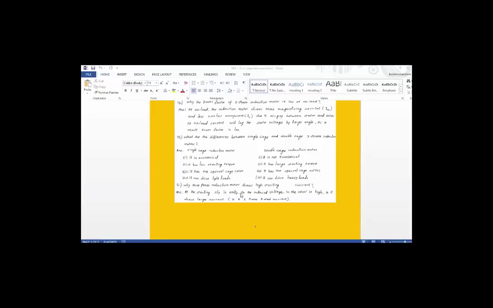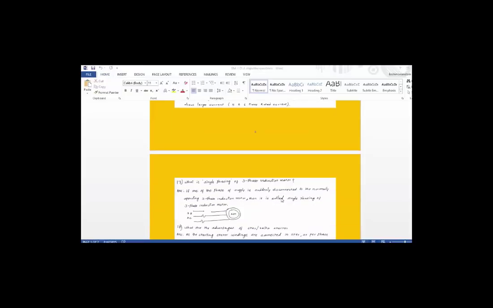At the starting, slip is unity, so the induced voltage in the rotor is high, so it draws large current. It is approximately 5 to 6 times the rated current of the motor. Next, 17th question. What is the single phasing of three-phase induction motor? Answer. If one of the phases of supply is suddenly disconnected to a normally operating three-phase induction motor, then it is called single phasing of three-phase induction motor.